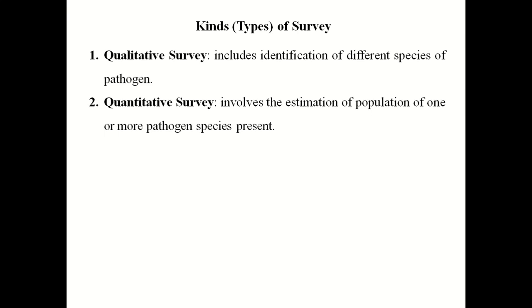Now, different kinds of survey. Generally, there are two types of survey: qualitative survey and quantitative survey. A qualitative survey includes the identification of the different species of the pathogen, while a quantitative survey involves the estimation of the population of the pathogen. So you can say it is the amount of pathogen inoculum present in a particular area, which includes one or more species of the pathogen.